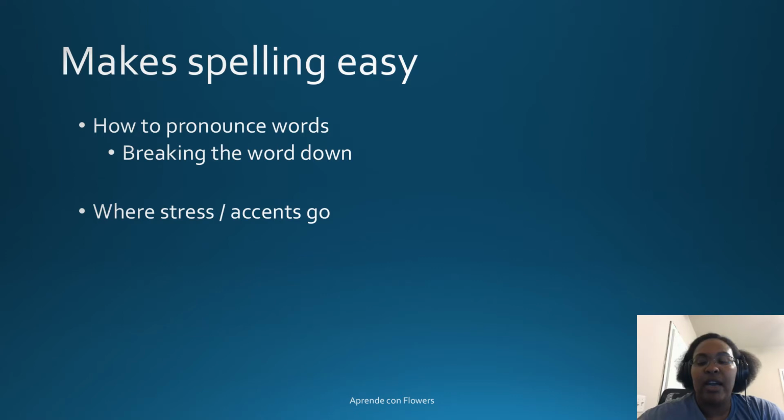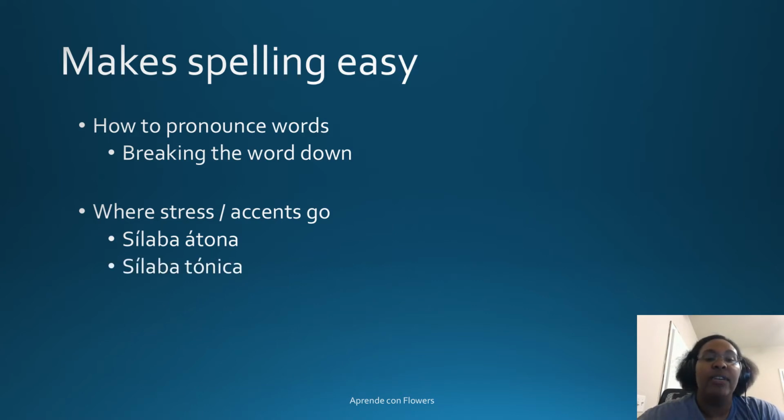And it does that because we have the two types of syllables, which is sílaba átona, which are the unstressed syllables, and then we have sílaba tónica, which are the stressed syllables, where you're going to put the force of your voice, like the word tónica. You don't put your stress on the "to" in átona, you go átona.